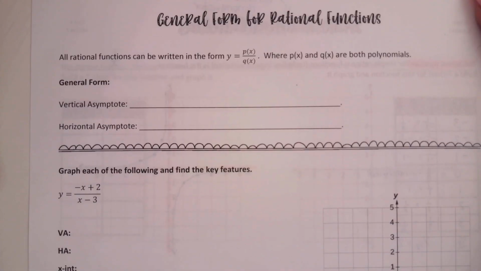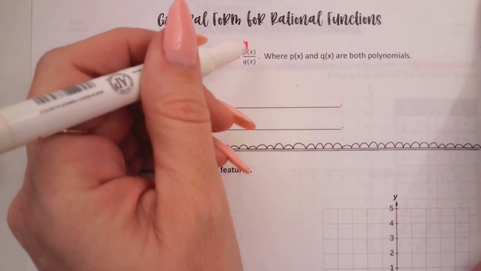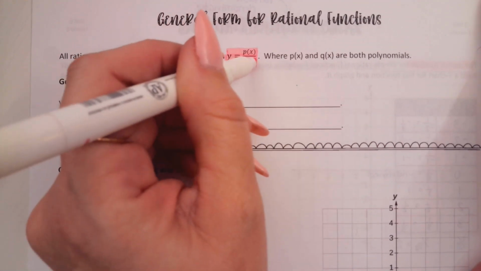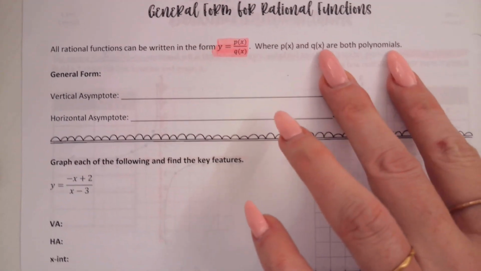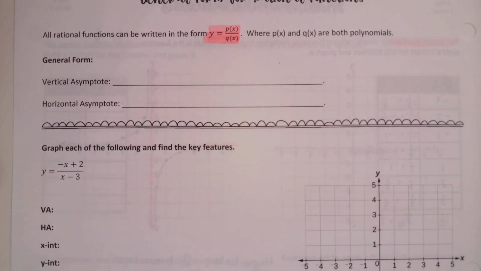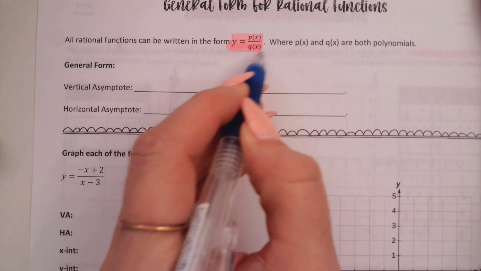General form. Okay, all rational functions can be written in the general form of y equals p of x over q of x. I know that looks weird, but p of x and q of x are both polynomials. A polynomial can be anything as simple as a linear function, or it can be even higher. It can be a quadratic, it can be a cubic function. Obviously, we're going to start very small today. For today, we're starting with just something that looks like a linear function over a linear function.